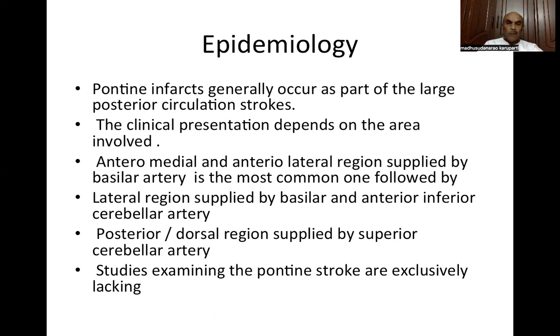The most common being the anterior medial and anterior lateral region supplied by the basilar artery, then the lateral infarct supplied by the anterior inferior cerebellar artery, followed by the posterior supplied by the superior cerebellar artery. By and large, studies examining Pontine stroke are lacking. This is one difficulty in making a statement with regard to the epidemiology of Pontine stroke.